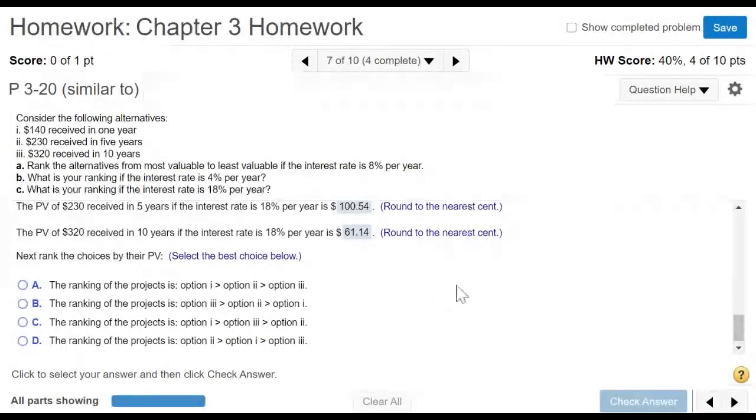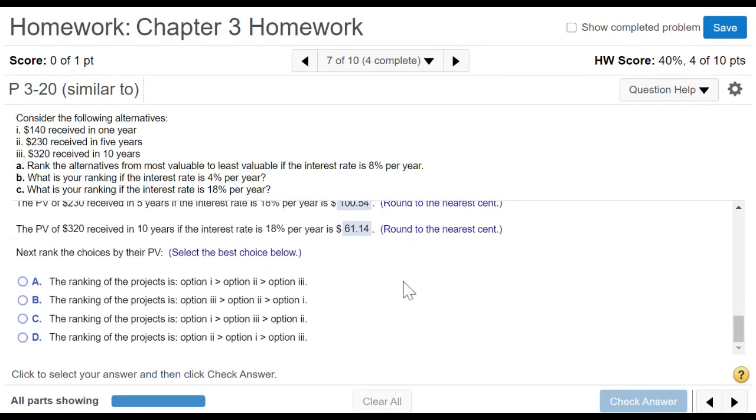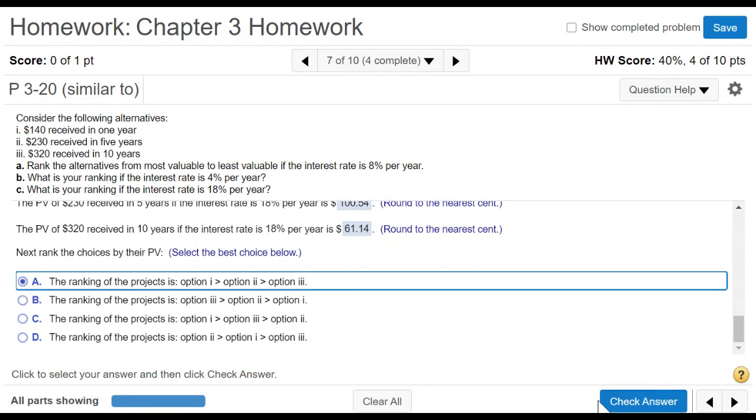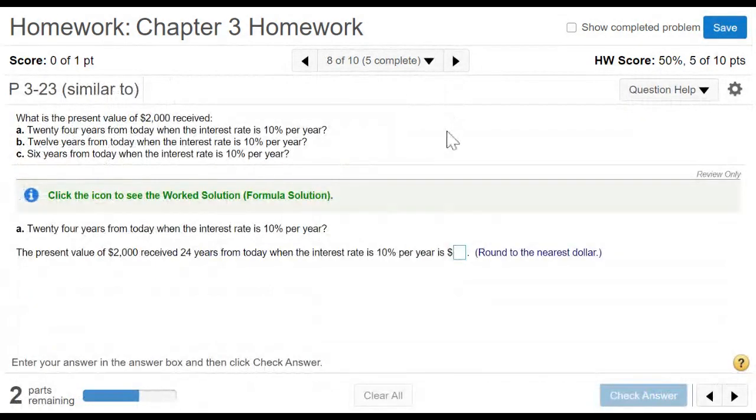Good. Now let's rank them. Two, one, three. I mean, one, two, three. It's 1, 2, 3. Okay. Good.